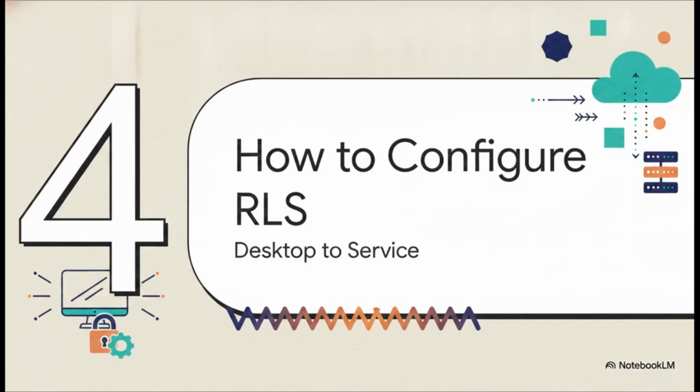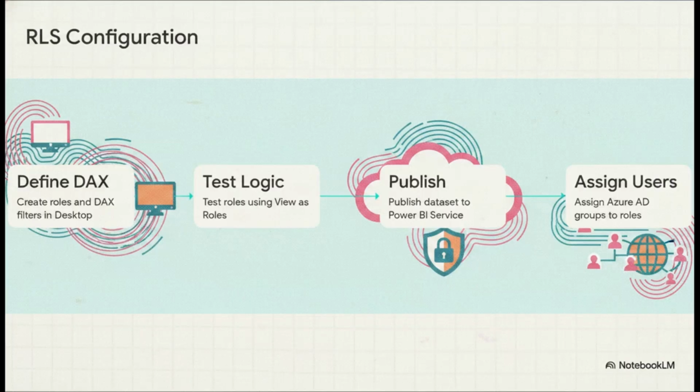Section 4. How to configure RLS. From desktop to service. So, how to configure RLS in practice? It's actually a foolproof 4-step workflow bridging your local machine and the cloud. First up, in Power BI Desktop, you go to the Modeling tab to define your roles and write those critical DAX filters. This establishes your logical rules.